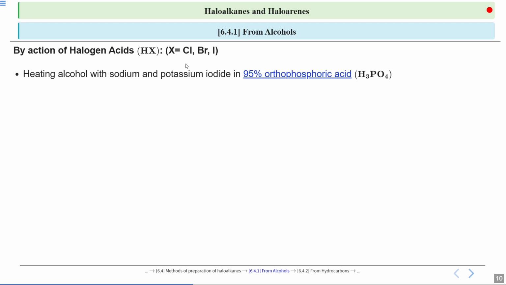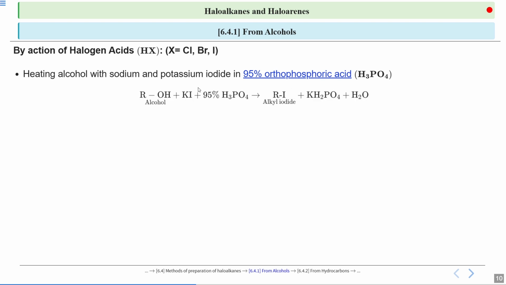Firstly, we have seen hydrogen chloride, from which we are getting alkyl chloride. Then we talked about hydrogen bromide, where we are getting alkyl bromide, and now we are talking about hydrogen iodide to get the alkyl iodide. So heating the alcohol with sodium or potassium iodide in 95% orthophosphoric acid, that is H3PO4, is the method we are going to use.